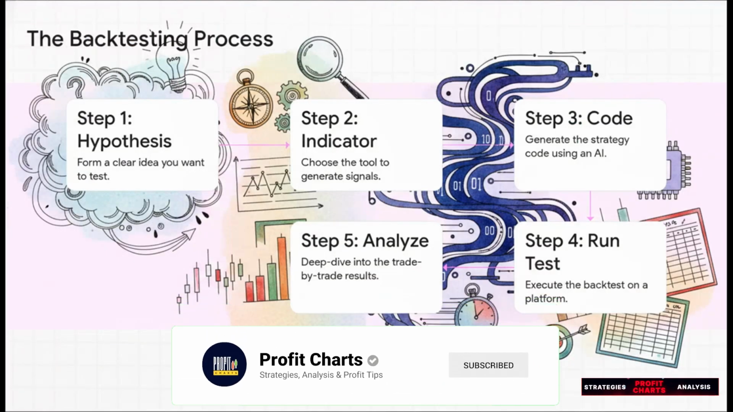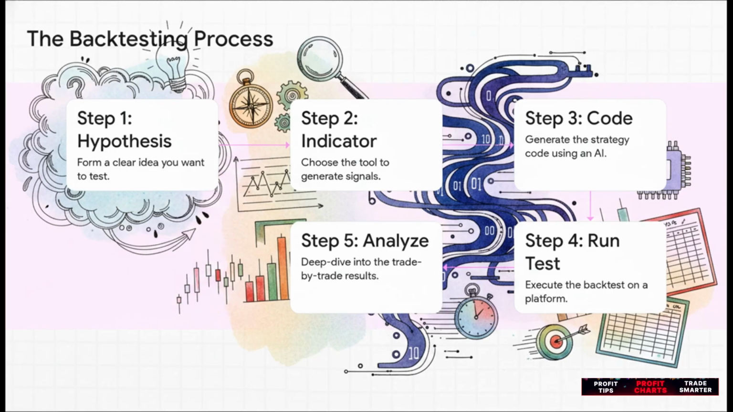So here it is. Step 1, you form a clear, testable idea. Step 2, you pick your tool, the indicator that's going to give you the signals. Step 3, and this is the revolutionary part, you generate the code. Step 4, you run the test. And step 5, which is where your real work as a trader begins, you analyze the results. You get into those raw trade logs to see if you've actually found an edge.